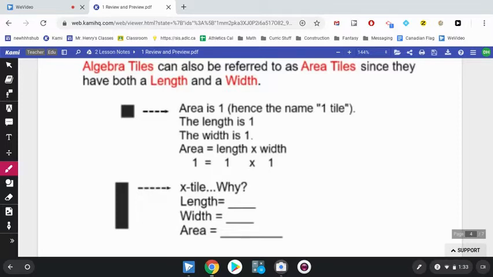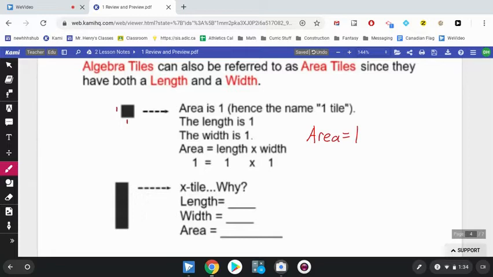So a 1 tile is called a 1 tile because it has an area of 1. Now we could label that. The length is 1. The width is 1. The area, if I calculated the area of a rectangle, it's base times height, or length times width. This dimension, 1, times this dimension of 1, area equals 1. Okay. The next one, if I move to the X tile, it's called an X tile, but you wonder, why is it called the X tile?